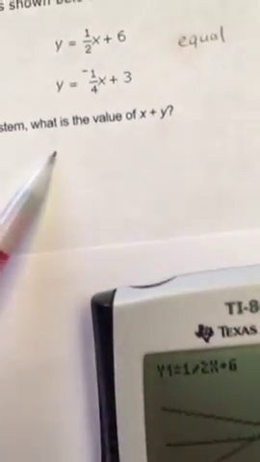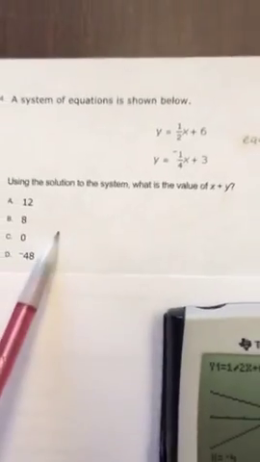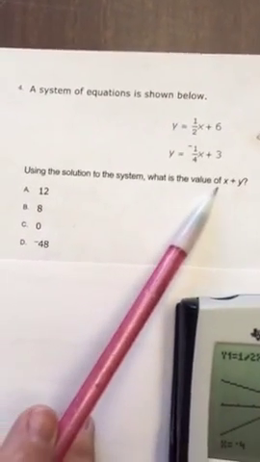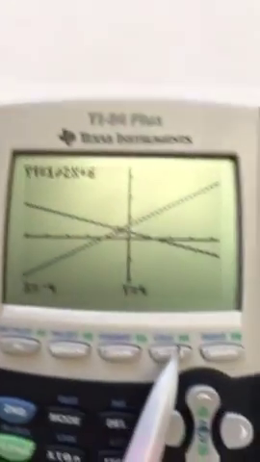If I go back to the problem, I have to make sure I go back and answer the question that's given. It wants to know what is the value of x plus y. So that would be -4 plus 4, which is 0. So the answer here is C.